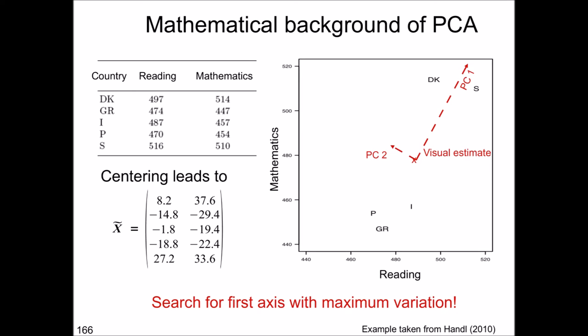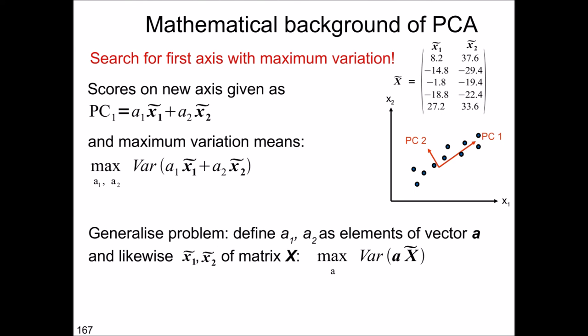And our aim is now to search for the first axis with the maximum variation in the data. That's shown here in these dashed lines in the figure. That's just the visual estimate of how the first PC axis and the second principal component will look. So let us translate this search for the axis with the maximum variation into something more palatable.